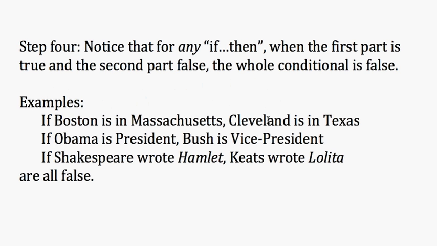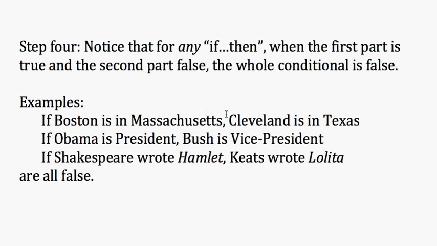Now for the next step, we're going to think about if-thens for a moment and notice something important about when they turn out false. And I say, for any if-then statement you like, I don't care what it's about, when the first part of the if-then is true, the antecedent is true, and the second part, the consequent, is false, the whole conditional is false. Here are several examples. Let's just look at the first two.